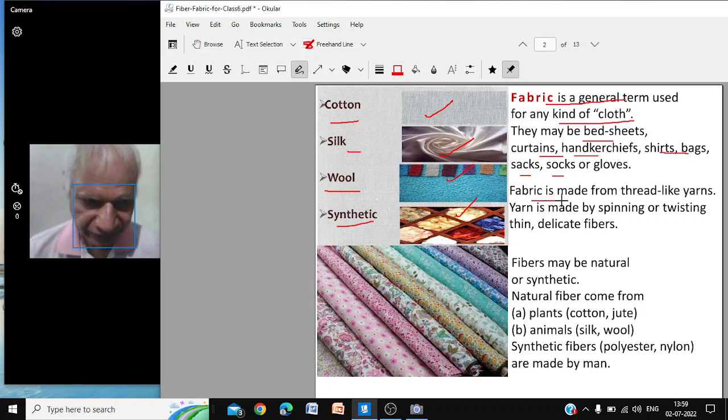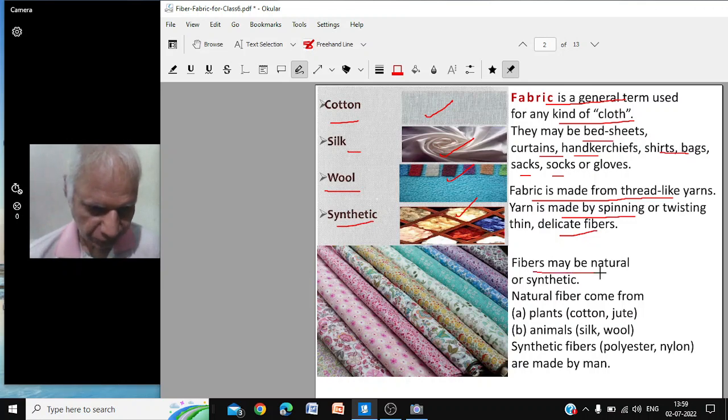Fabric is made from thread-like yarns. Long threads called yarns are used to make fabric. And each yarn is made by spinning or twisting very thin fibers. So thin fibers, twist them, get strong yarn, and then from yarn you can weave them into fabric.